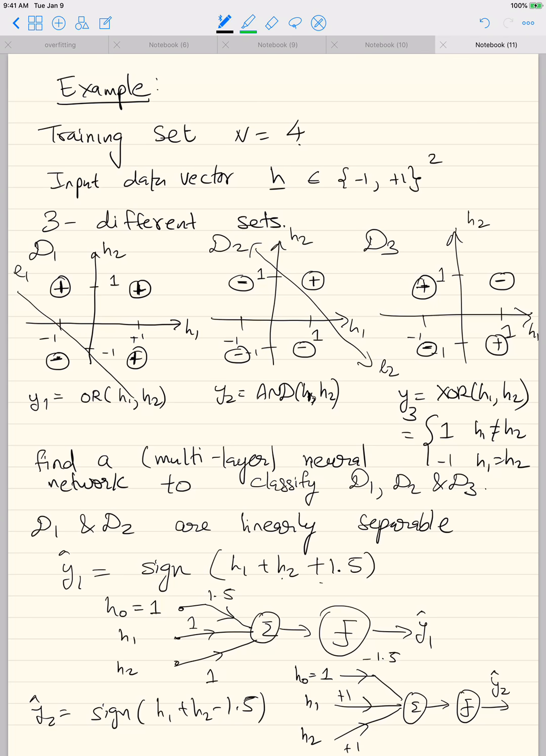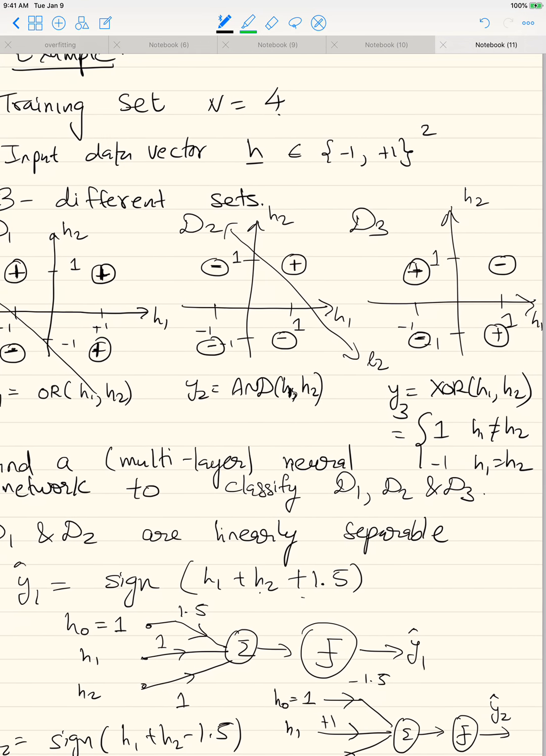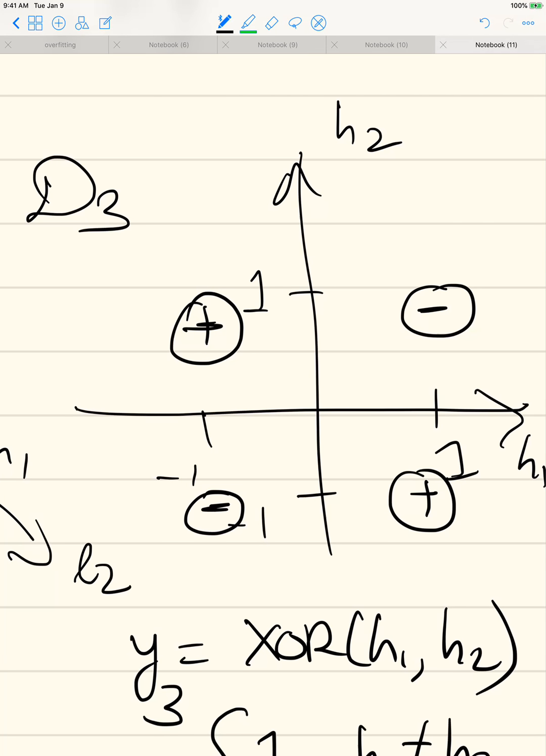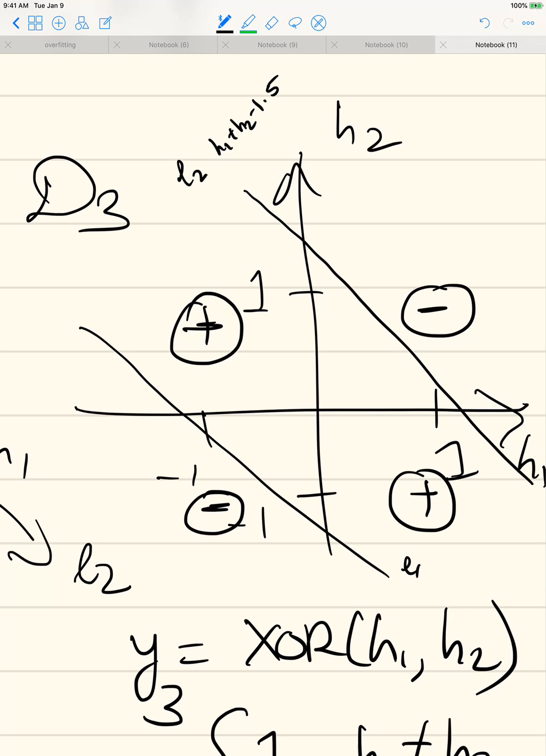Now, clearly the third data set is not linearly separable. So let's look at it more carefully. Let me zoom that part. One important difference, however, is that if we draw those two lines we already had, this is line L2, which is H1 plus H2 minus 1.5, and this line L1, which is H1 plus H2 plus 1.5, then the region where Y3 is positive is at the intersection of the two lines.